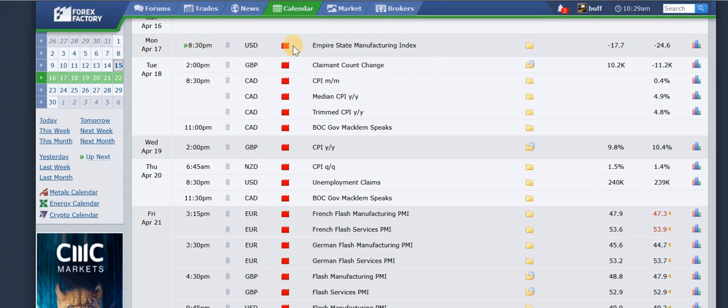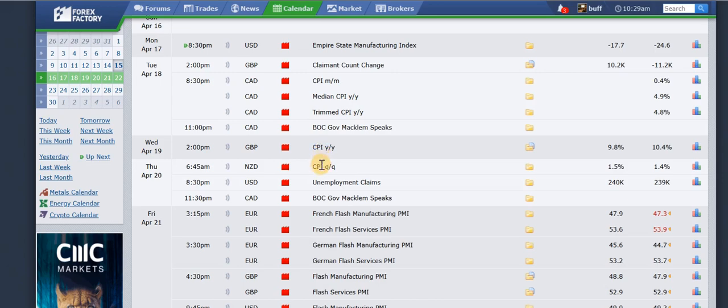I'm only interested in the high impact events, which are the events in red. Now, there's not much happening, so let's have a look at the week beginning Monday, the 17th of April. Empire State Manufacturing numbers out of the US. Claimant count change out of the UK. Canadian CPI numbers and the Bank of Canada governor speaking on Tuesday.